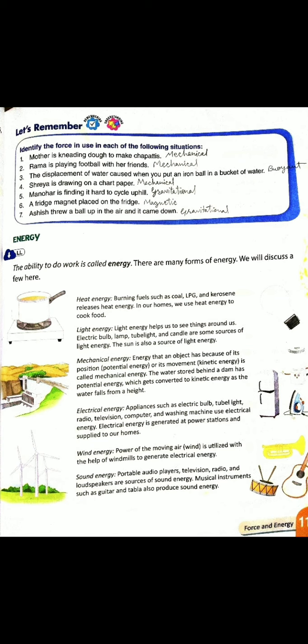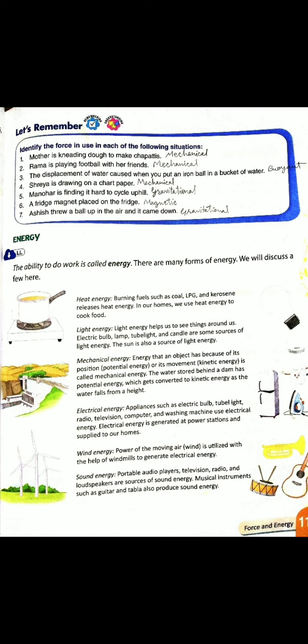Next one is mechanical energy. Energy that an object has because of its position, that is potential energy, or its movement, that is kinetic energy, is called mechanical energy. For example, the water stored behind a dam has potential energy. And when the water falls from a height, means when we use that water, it gets converted to kinetic energy.